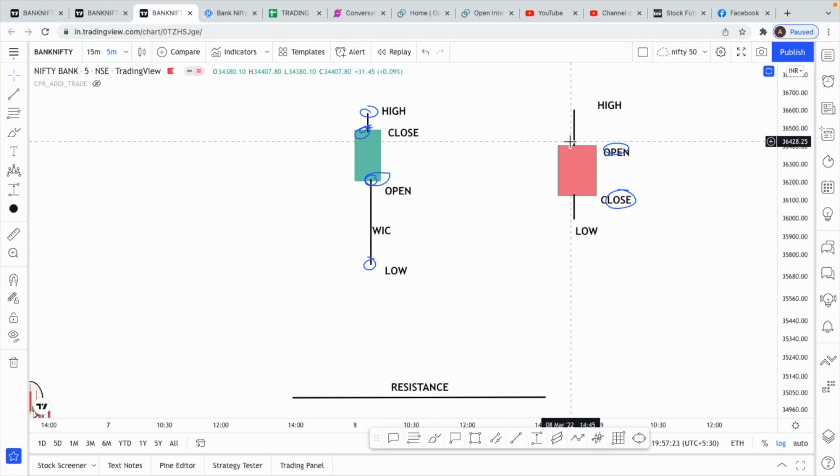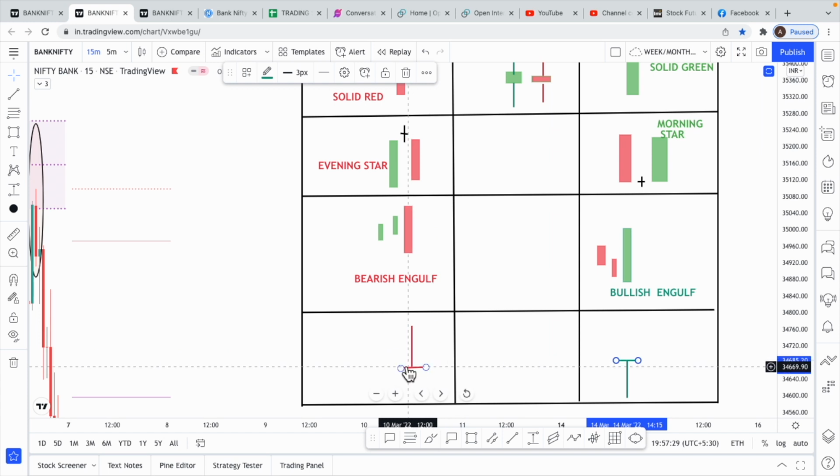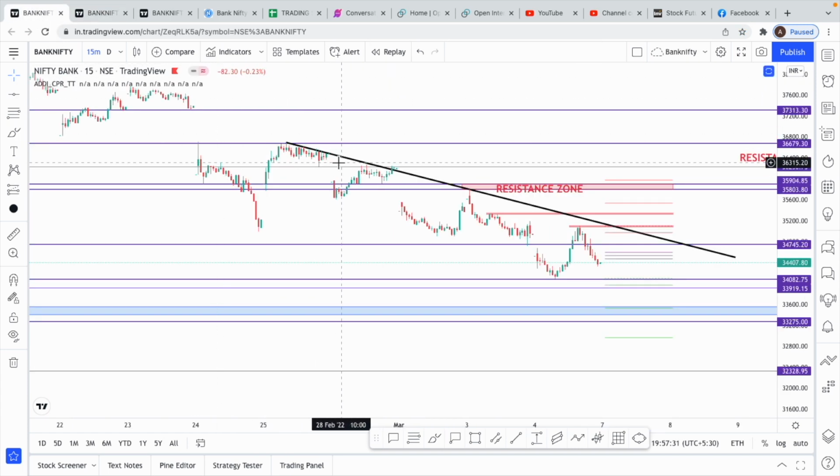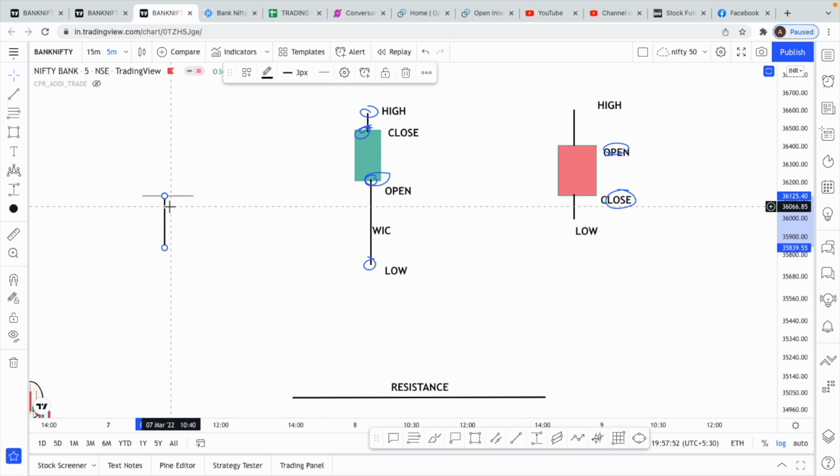I'm going to show when we get this type of dragonfly doji. Say price opens here, we'll see for a red candle, the price opens here, the price goes down and comes back and closes where it opens. Then we will have this type of a candle when the price closes where it opens. And since it went down and came back, we'll have a long wick on the downside.